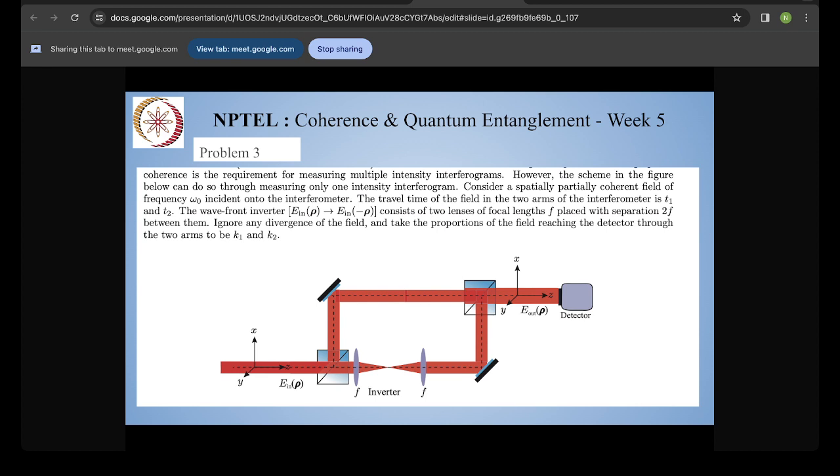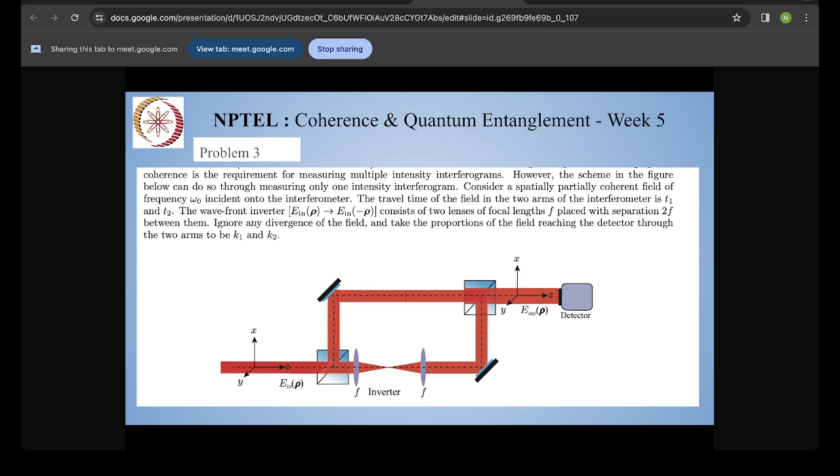The problem says that spatial coherence is a requirement for measuring multiple intensity interferograms in this Mach-Zehnder interferometer shown here. However, the scheme in the figure below can do so by measuring only one intensity interferogram. Consider a spatially partially coherent field of frequency omega 0 incident onto the interferometer. The travel time of the field in the two arms of the interferometer is T1 and T2.